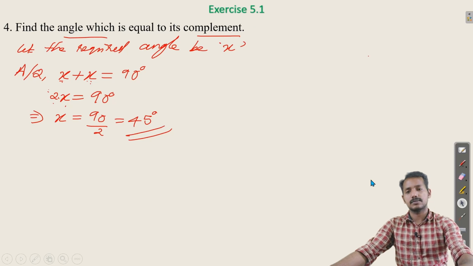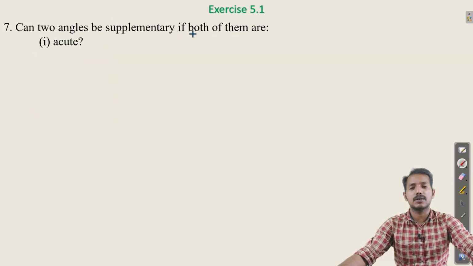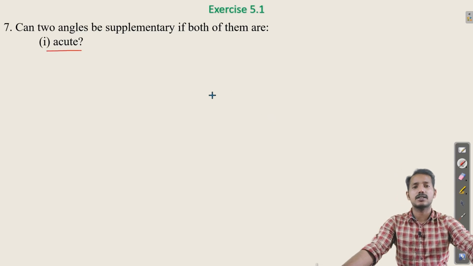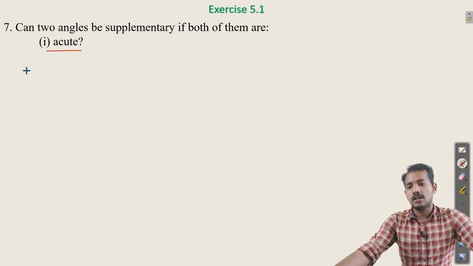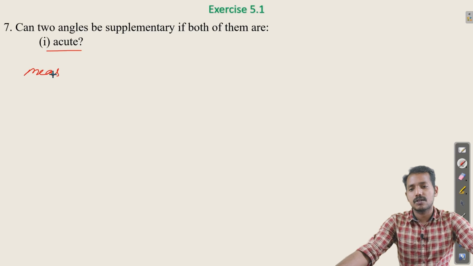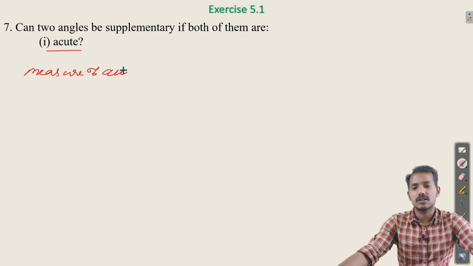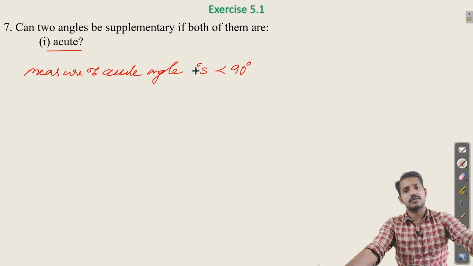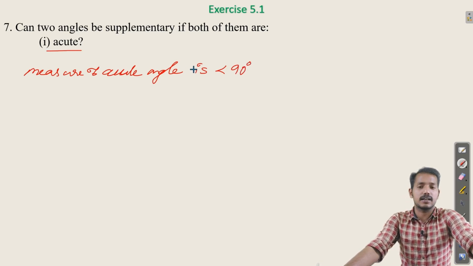Next question is: can two angles be supplementary if both of them are acute angles? Yes or no? Let's check it. The measure of an acute angle is less than 90 degrees. Am I right? Such types of angles are called acute angles.